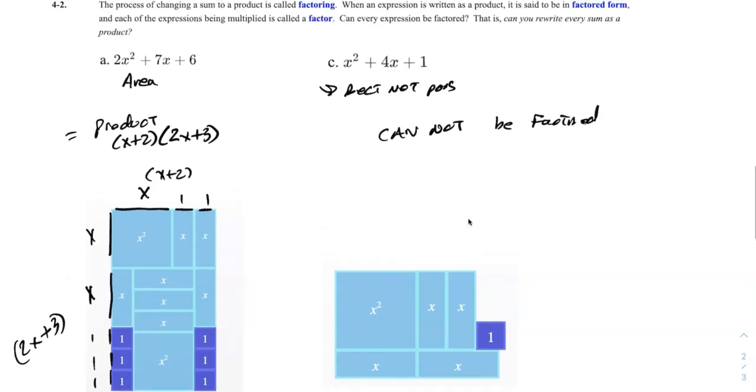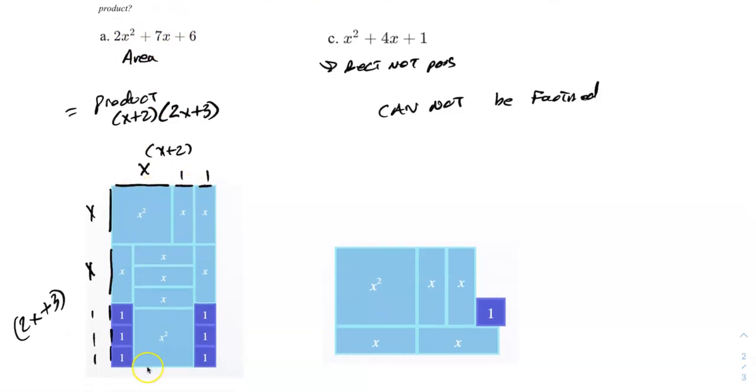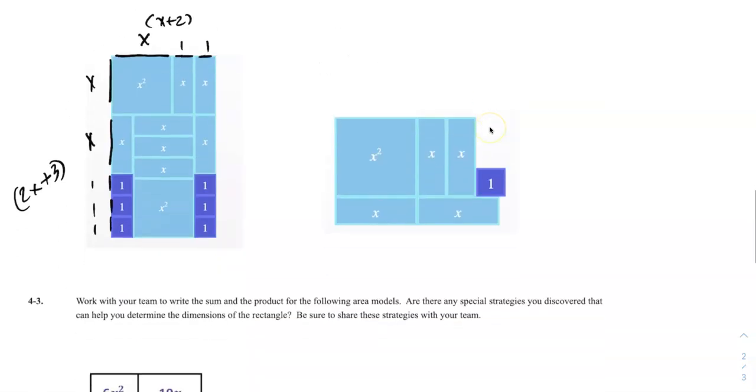So that's one way to factor it. You could get out your algebra tiles, make a rectangle out of the values you have, and then figure out the sides of the rectangle you made. And if you cannot make a rectangle, if it's just not possible, then it's not factorable.